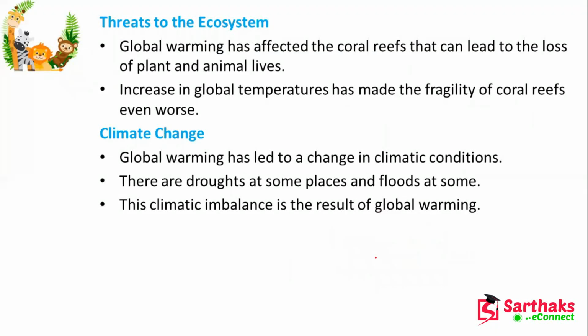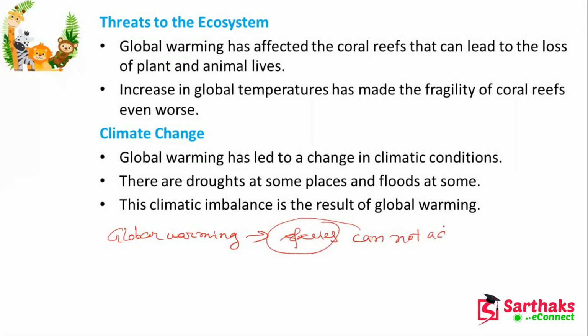Now, threats to the ecosystem. If global warming is there, few species cannot adapt to high temperature. I'm writing only temp, okay? High temperature, so they will be extinct. And the predators, they will be extinct, right? So that means the total ecosystem has been disrupted.